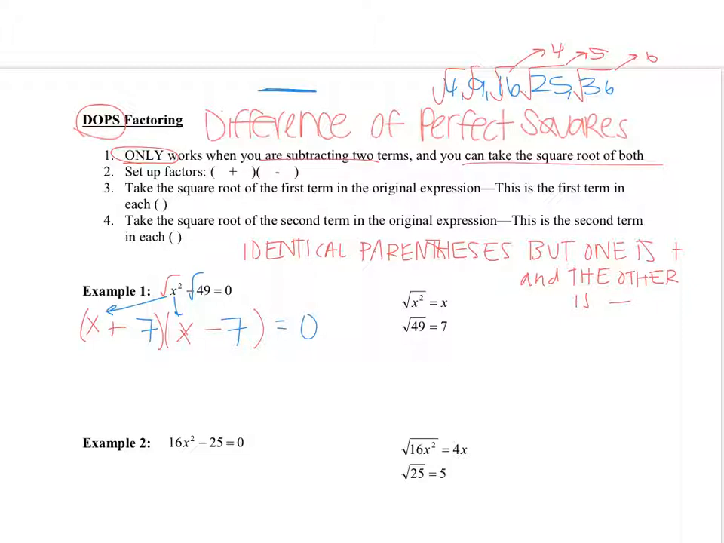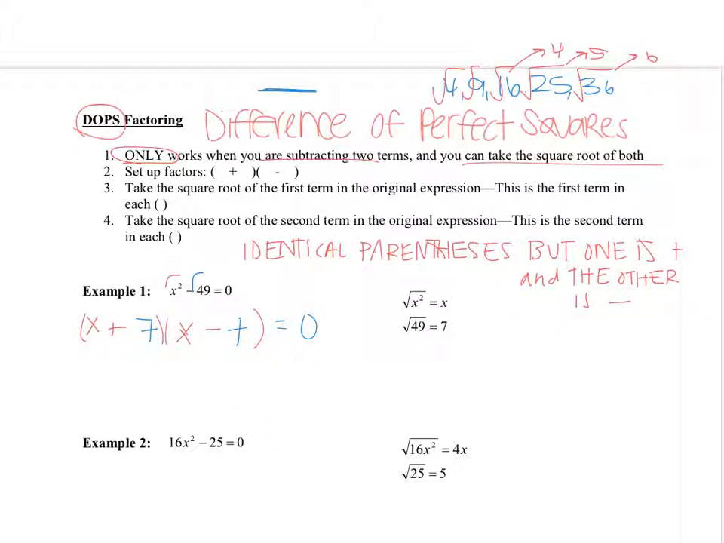If I were to distribute this back out, I would find that my terms combine, and I'll just do it quickly. You don't have to write this down, but just understand you can do it. X times x gives me x squared. Negative 7 times x is negative 7x. Positive 7 times x is positive 7x. 7 times negative 7 is negative 49. When I combine these middle terms, they cancel. Negative 7 plus 7, gone. So now I'm left with x squared minus 49. So that checks out, which is cool. But again, you don't have to do that. All I'm saying is that it's helpful to check your work.